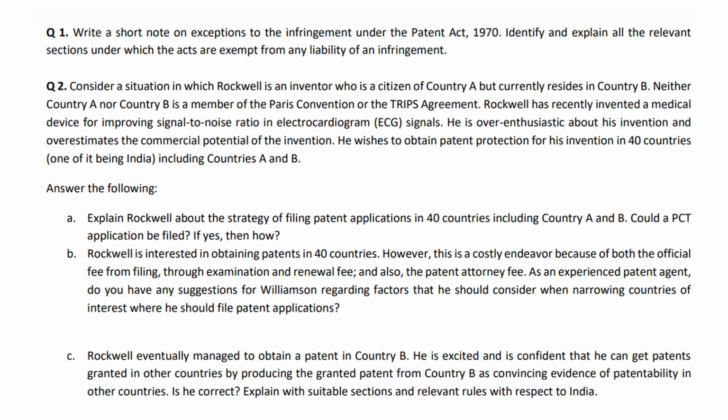Part B, Rockwell is interested in obtaining patents in 40 countries. However, this is a costly endeavor because of both official fee for filing, re-examination, renewal fee, and so many other things. As an experienced patent agent, what would be your suggestion for Williamson or Rockwell regarding the factors that they should be considering to narrow down the countries? So basically 40 countries are applicable when you have a PCT route, but even PCT is not easy to file. It's quite expensive. And plus when it comes to English filing, because the document may be in some other country's language, then it becomes even more expensive. So they are asking how would you help your clients to narrow down the list of countries?